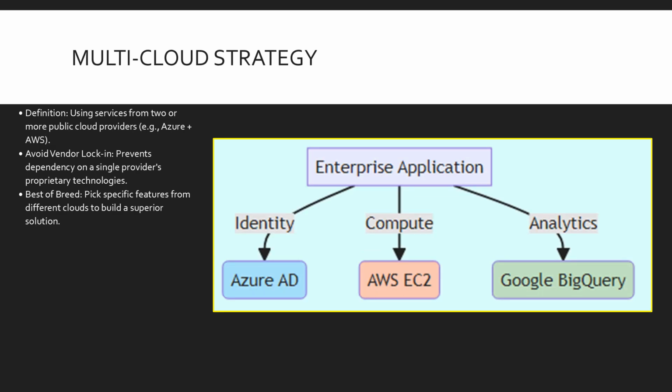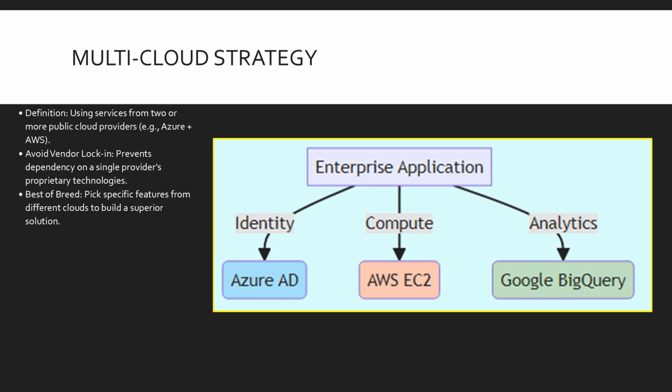Finally, we must identify the multi-cloud use case. This involves using multiple public cloud providers simultaneously, such as Azure and AWS. Organizations choose this to avoid vendor lock-in, ensuring they aren't dependent on a single company's pricing or availability. It also allows for a best-of-breed approach. You might use Azure for its superior Active Directory and Office 365 integration, while using another cloud for a specific legacy compute requirement. This strategy maximizes flexibility and leverage in negotiations.